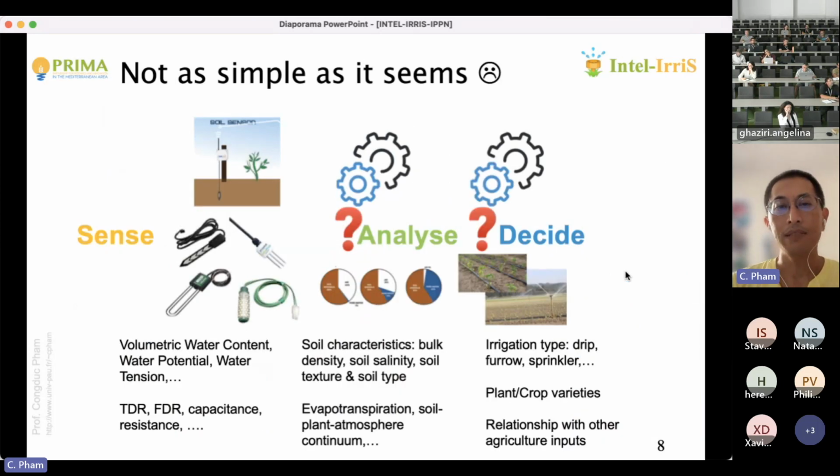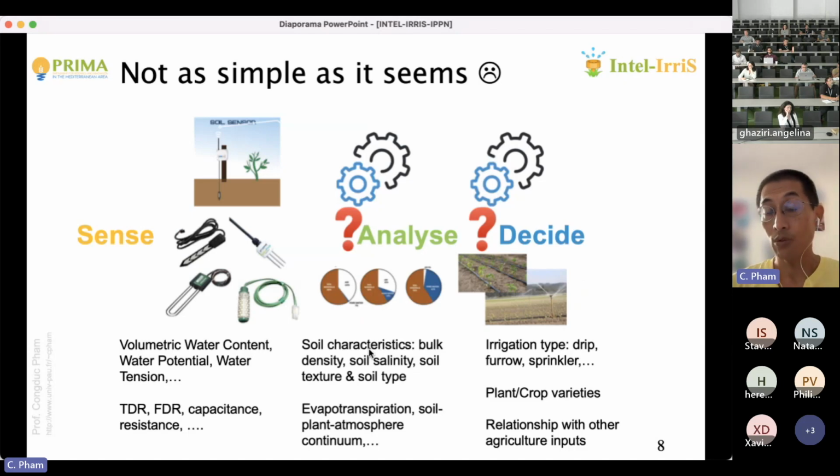Well, it is not as simple as it seems because, okay, we know how to deploy sensors. We have several types of sensors, but actually there are many sensor technologies. And regarding the analysis, it is also not that simple, because even with high-end sensors, you need to take into account many parameters: soil characteristics, soil density, soil salinity, soil texture, soil type, and also a lot of atmosphere or weather parameters such as evapotranspiration, the soil-plant-atmosphere continuum, and so on.